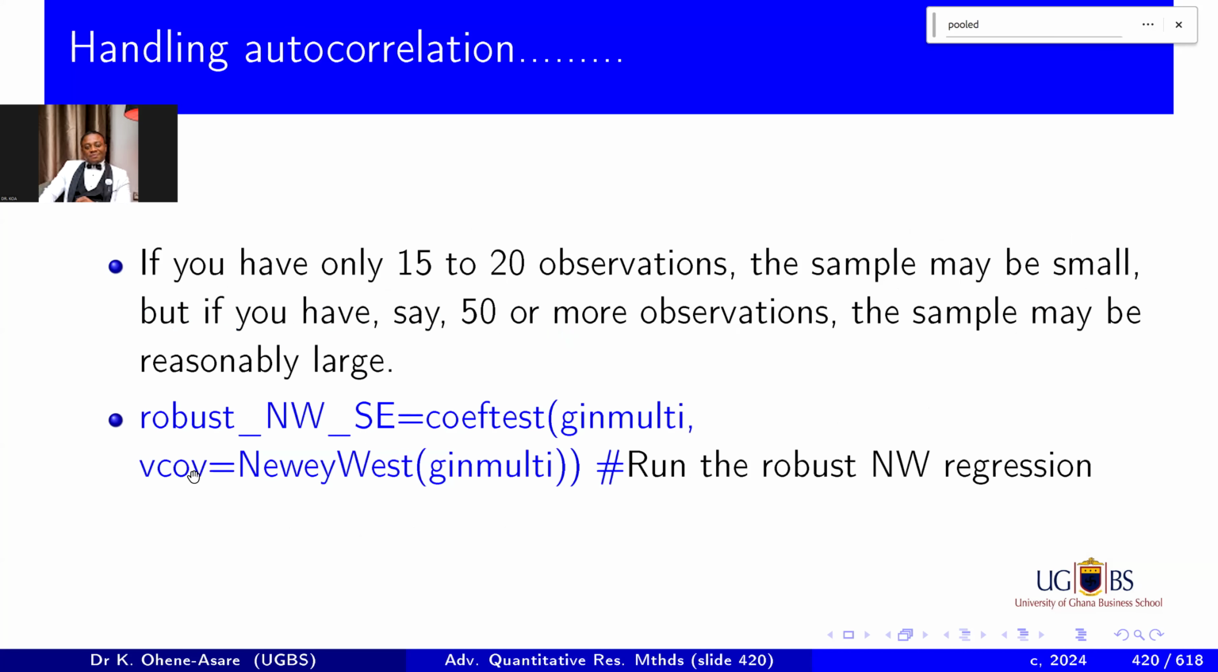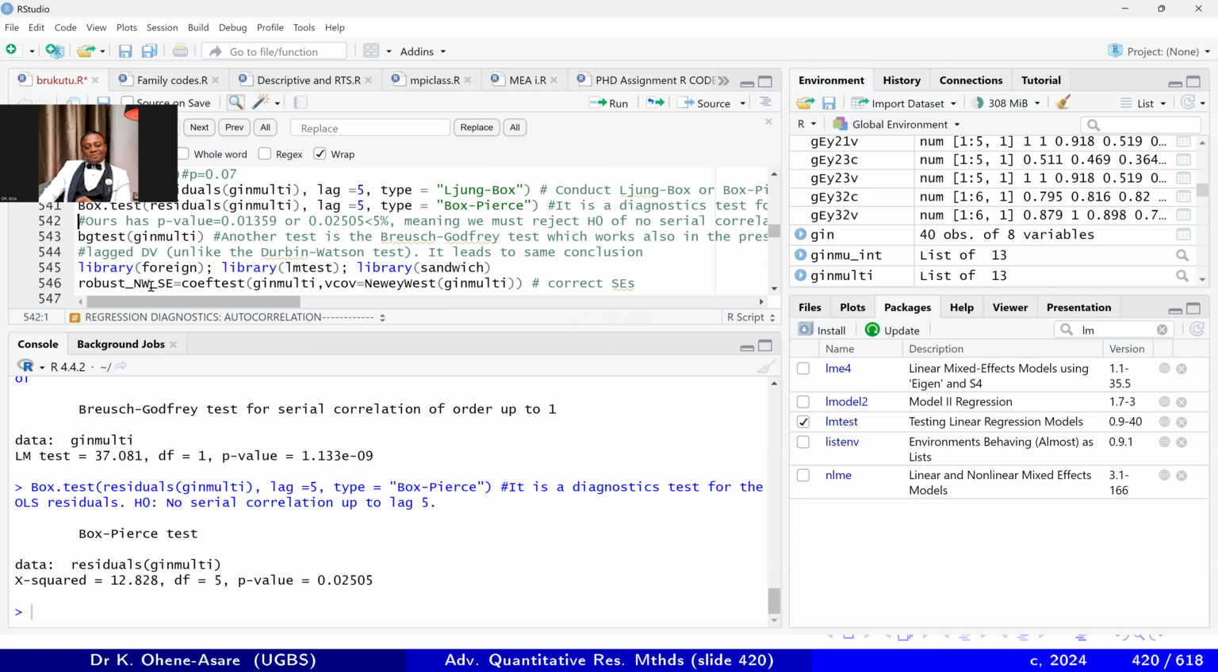If you have only 15 to 20 observations, then the sample is small. But if you have 50 or more, the sample is big, and so good. Ours is 40, so let's try. Let's use the robust Newey-West. We've done it already, so I'm going to go here and run this robust Newey-West.